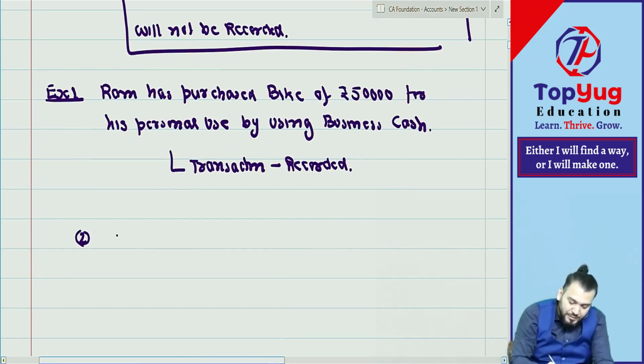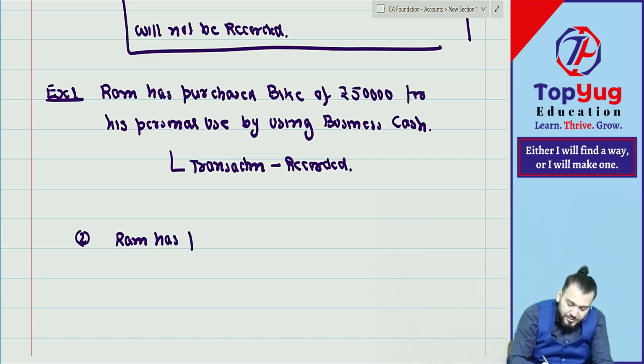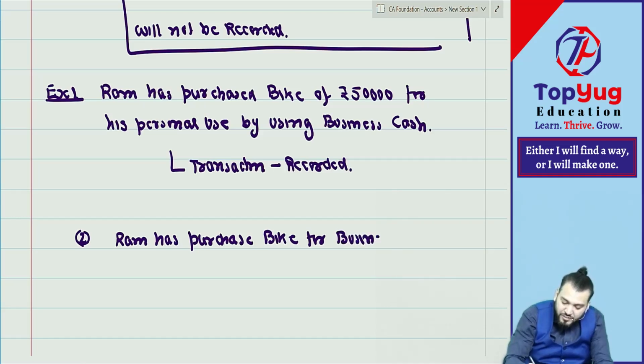If I say it this way: Ram has purchased a bike for business use.